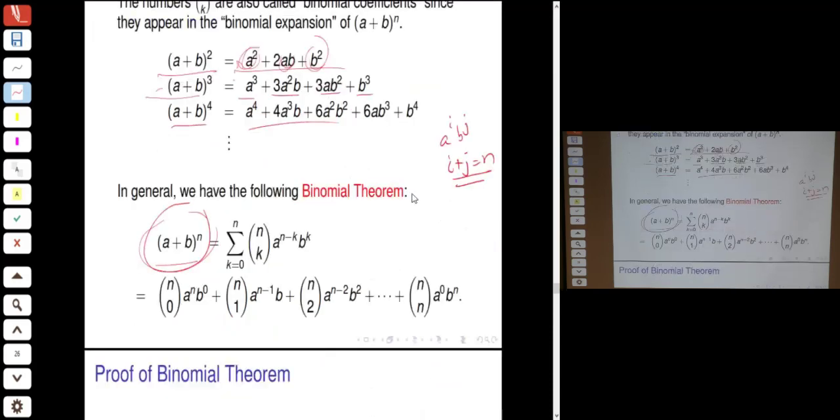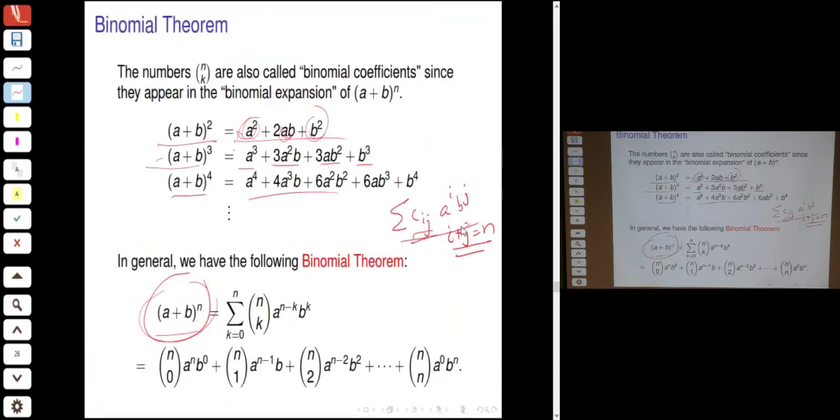And you have various coefficients in this linear combination. So you can think of, if i plus j is n, then j is n minus i. So you can think of these terms as a to the i, b to the n minus i. So you can think of the coefficient as c_i, indexed by i, and this is summed over the variable i.